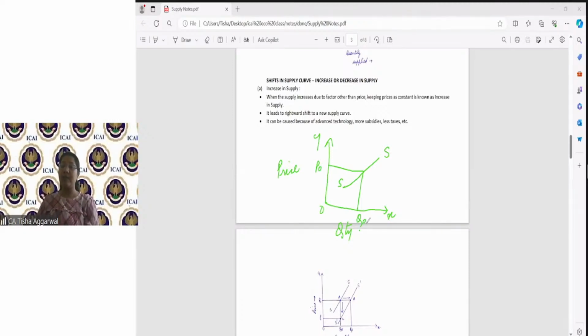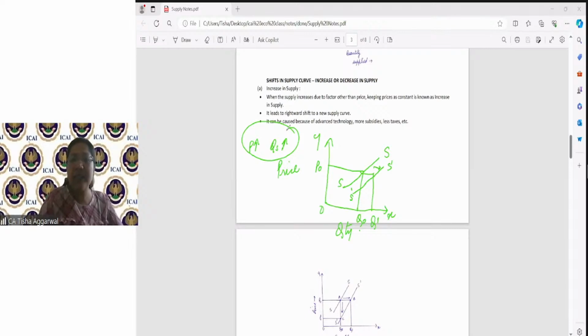Now what happened was this: technology became so advanced. It was so beautiful. Everything going positive in the economy. At the same price, you are able to produce more quantity. Look at this diagram. I am able to produce Q1 quantity. Can I see my supply curve shifts to S dash? Yes or no? So when the price increases, quantity supplied also increases. So this is what is known as the increase in supply.